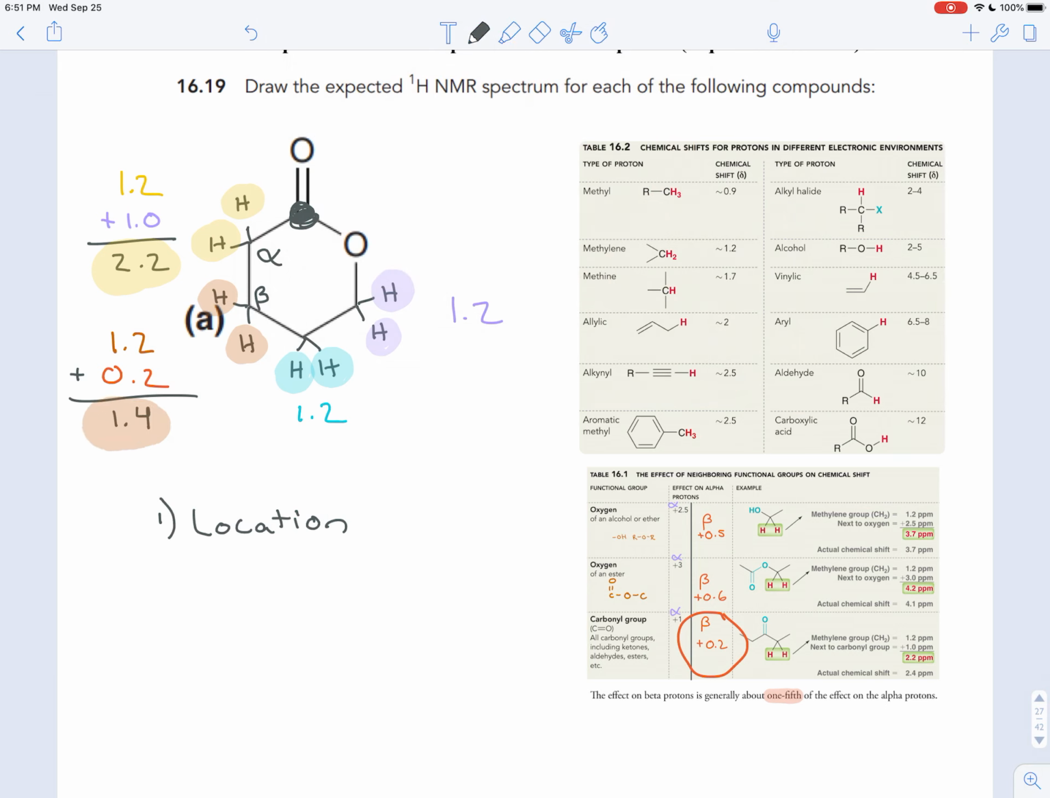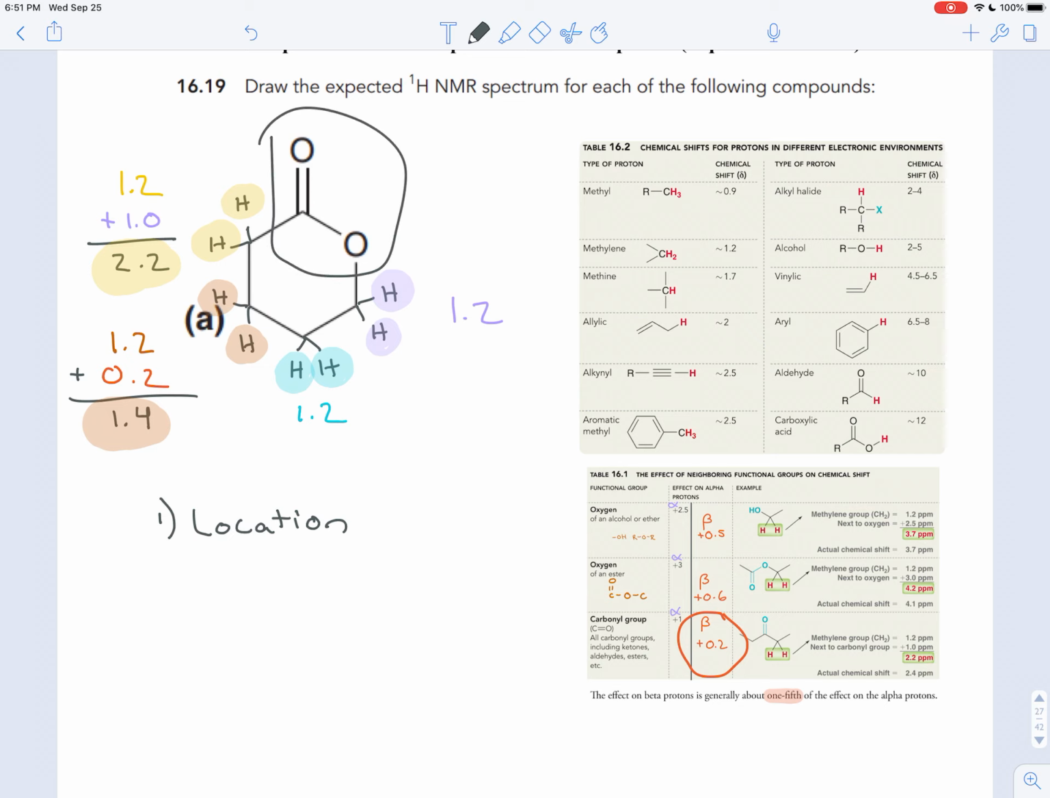For the blue hydrogens, those are now too far from the carbonyl to feel the effect of its electronegativity. They would be called gamma. They're not 1 away, they're not 2 carbons away, they're 3 carbons away, that's gamma. And when you're gamma, you're too far away to feel the effect of electronegativity. So that stops feeling the carbonyl, but it does feel the ester side.